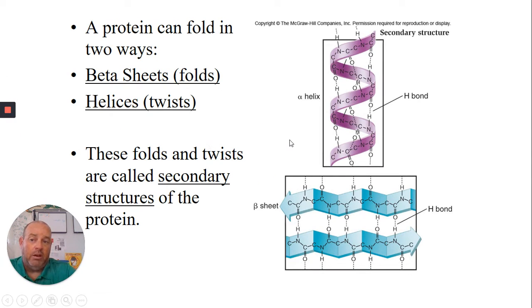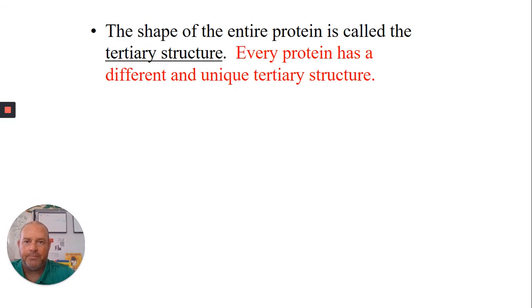There's an example of the helices, the helix, which I just showed you on the other slide. The top one up here is the helix, and then the bottom one is called a pleated sheet or a beta sheet. And so you get these interactions with them. And so those are your secondary structures.